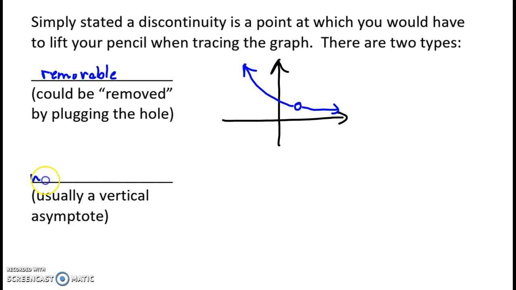The second type is a non-removable discontinuity. And a non-removable discontinuity usually indicates a vertical asymptote in the graph.